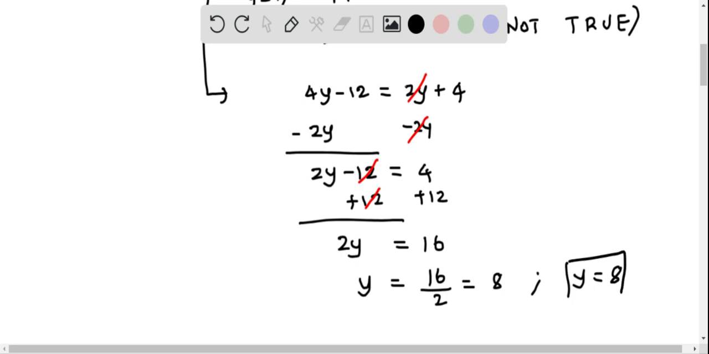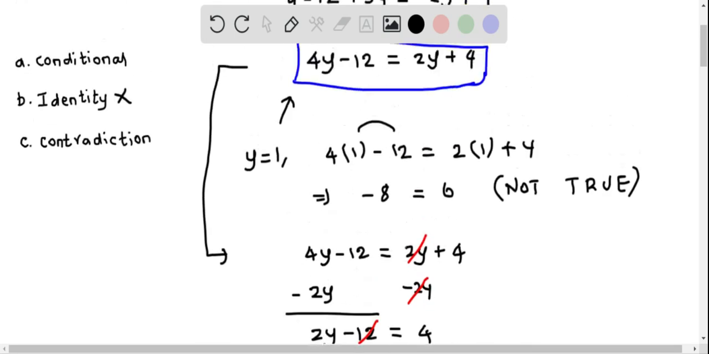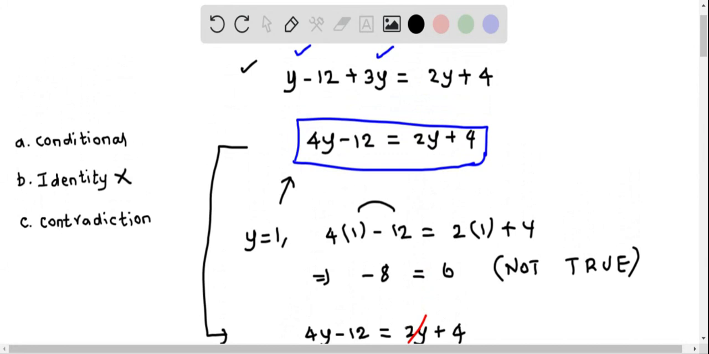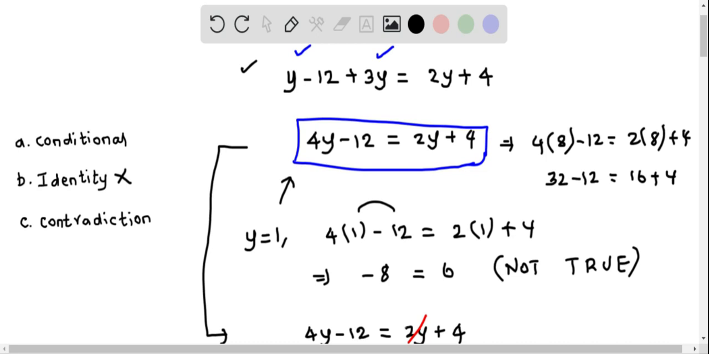Now let's test if this satisfies this equation. So I'm going to plug in y equal to 8 into this equation. So this gives 4 times 8 minus 12, and this equals 2 times 8 plus 4. So 4 times 8 is 32 minus 12, and this equals 2 times 8 is 16 plus 4. 32 minus 12 is 20, and 16 plus 4 is 20. So clearly this is true.